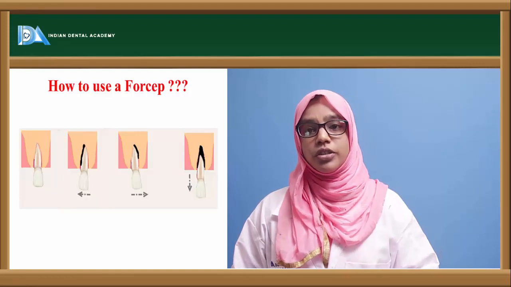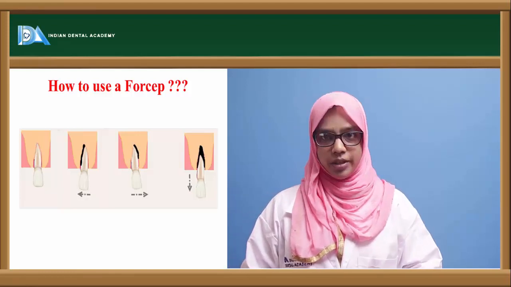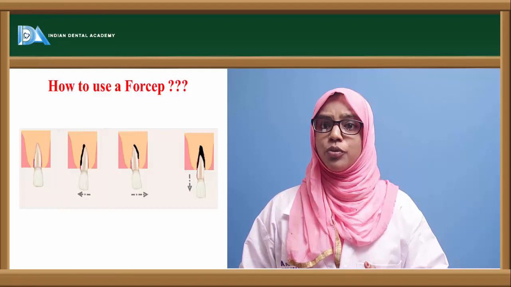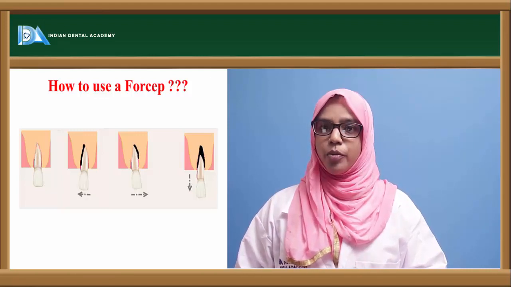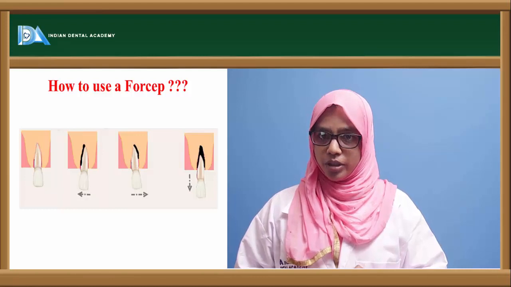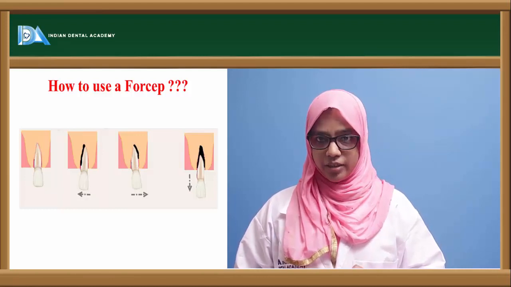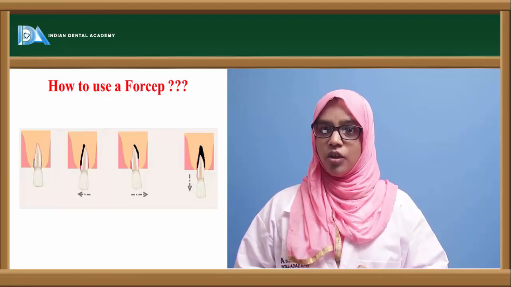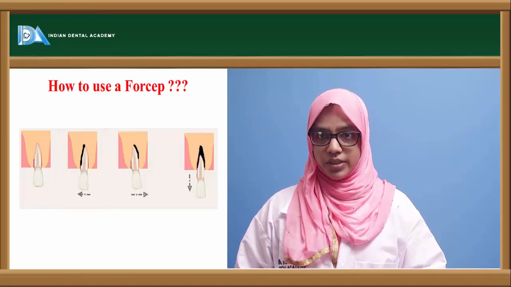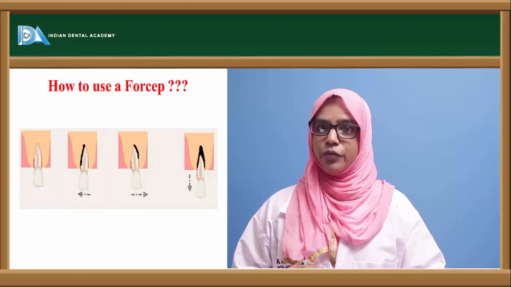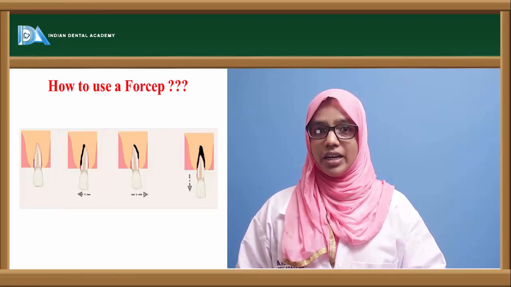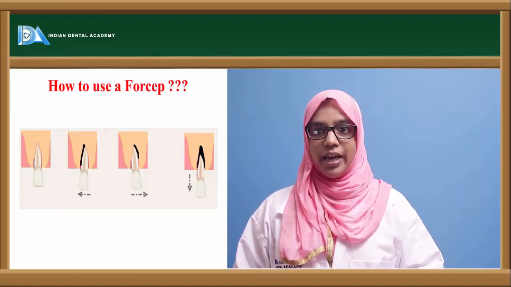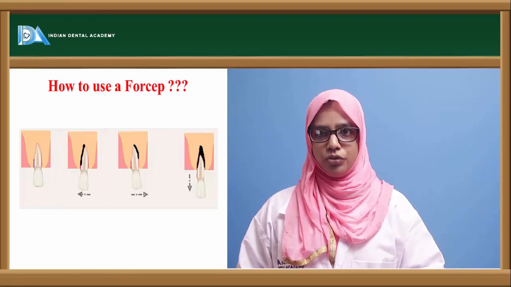Now what precautions do you need to take when you're using a forcep? First of all, you need to engage the forcep properly. Select the proper forcep for a proper tooth. Hold it properly. Hold it far away from the handle to take the mechanical advantage of the lever principle. After you hold, have a firm grip. You make sure that the forcep is aligned parallel to the long axis of the tooth and a controlled force is applied to remove the tooth.